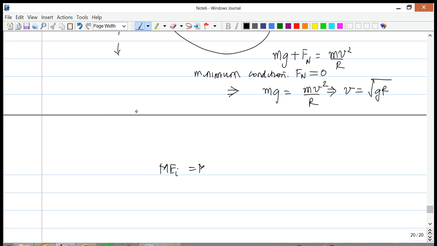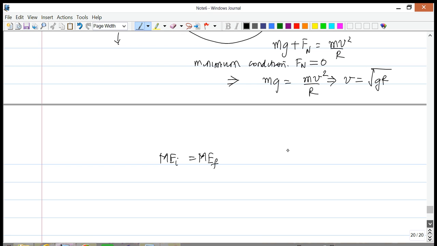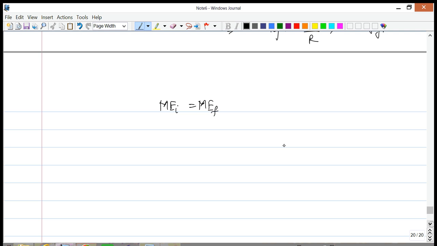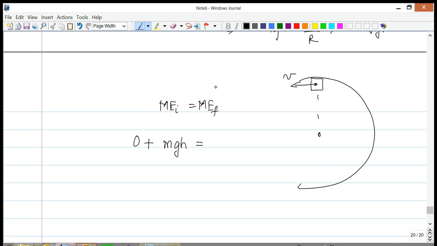Now that we have the minimum condition, we can simply use conservation of mechanical energy to figure out the height from which it must be released. In the beginning, since the object is at rest, it has 0 kinetic energy. Its potential energy is simply the gravitational potential energy, nothing else, mgh. Its final kinetic energy is when it is at the top of the loop, moving with speed v that we just found, and this is where you have to be careful: it is at a height of 2r from the bottom.